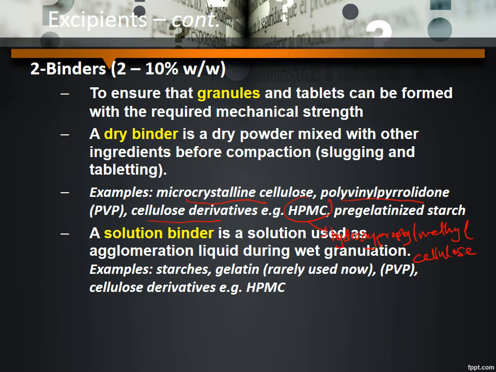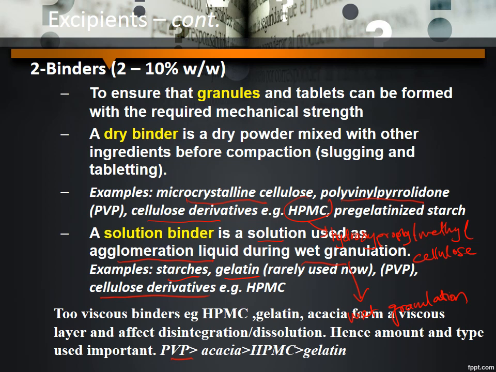Okay, a solution binder is a solution used as a granulation liquid during wet granulation. So for example, starch, gelatin, or any cellulose binder. Okay, and you will go through the wet granulation experiment with Prof. Habibah.